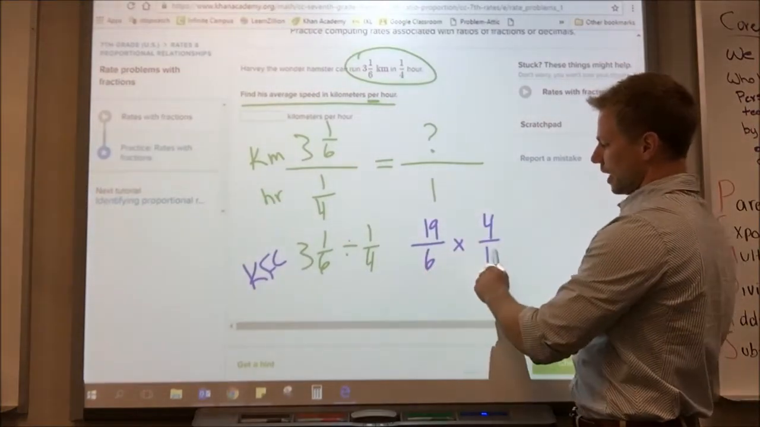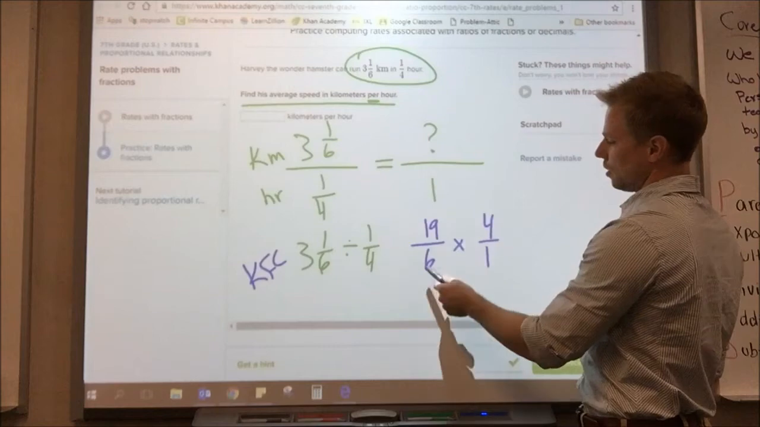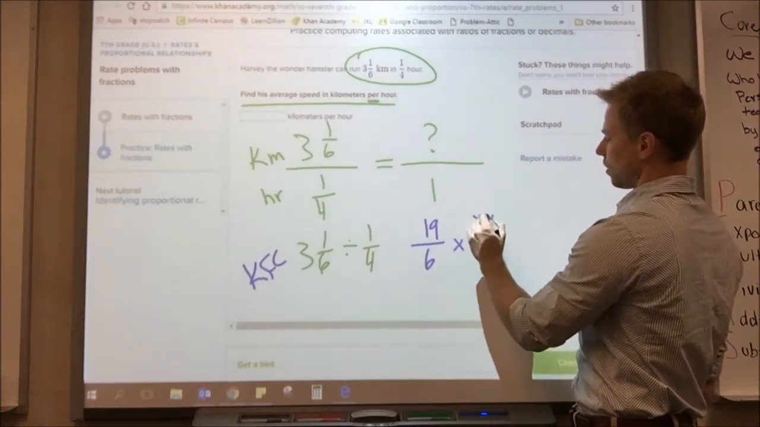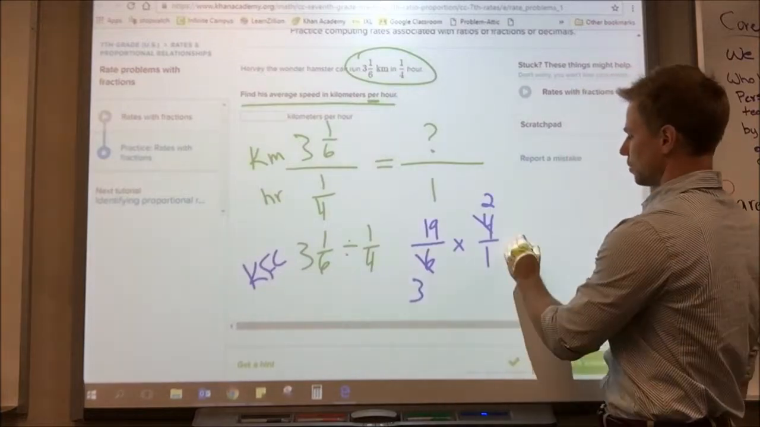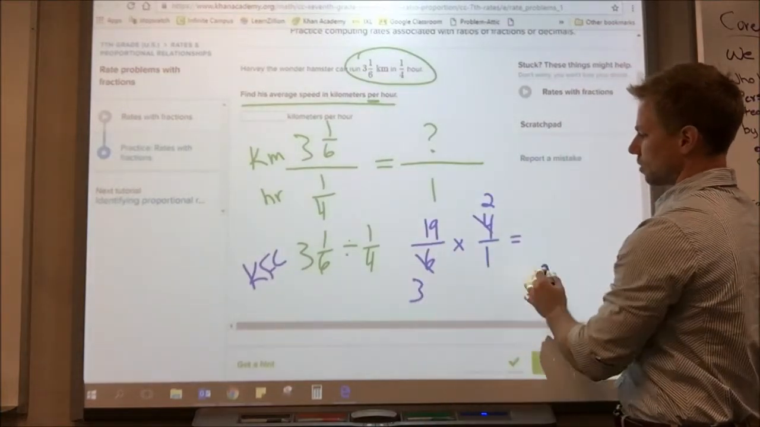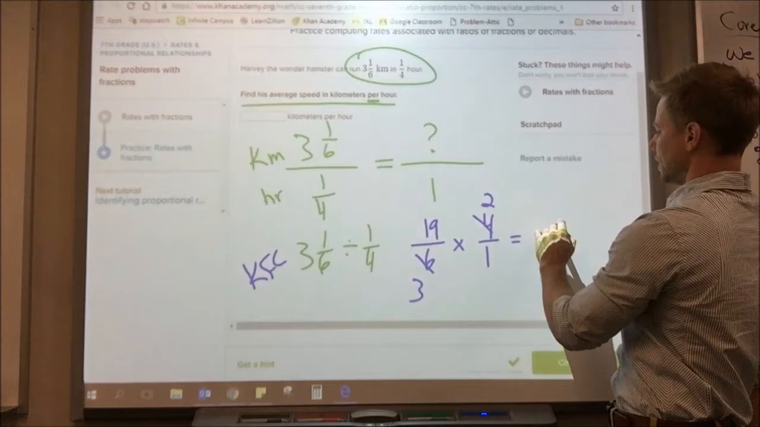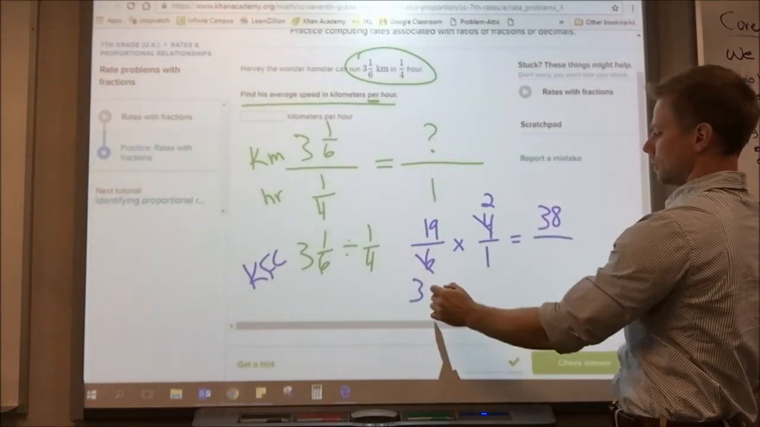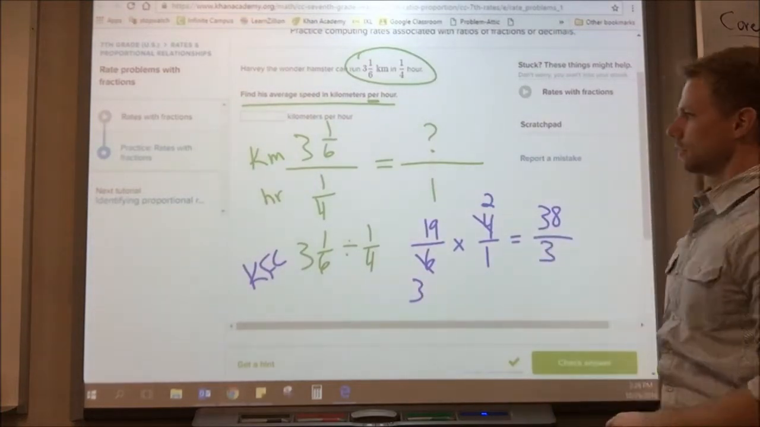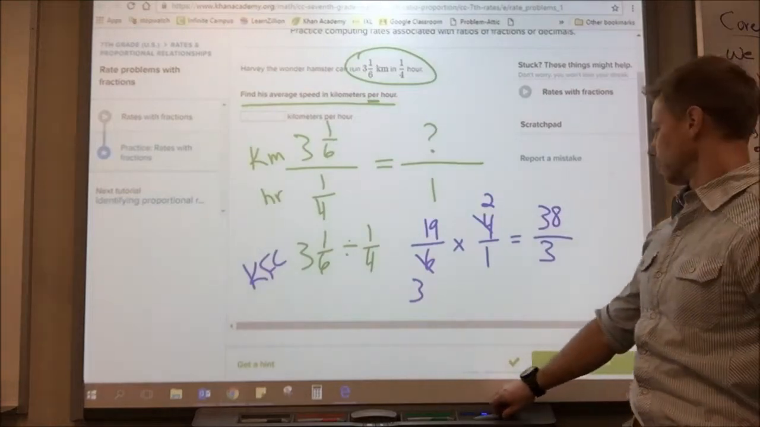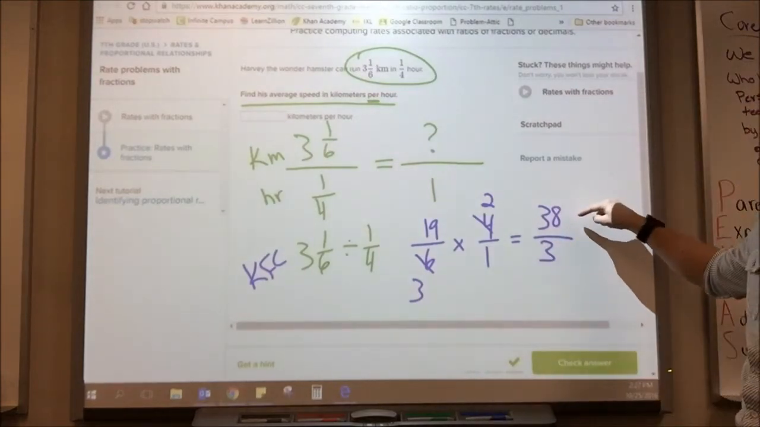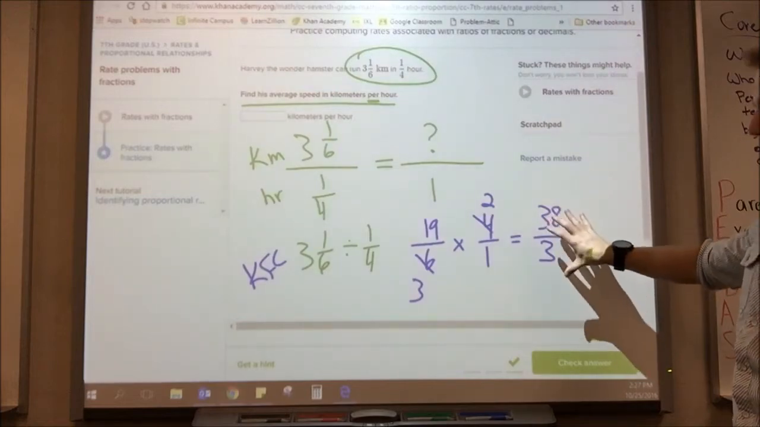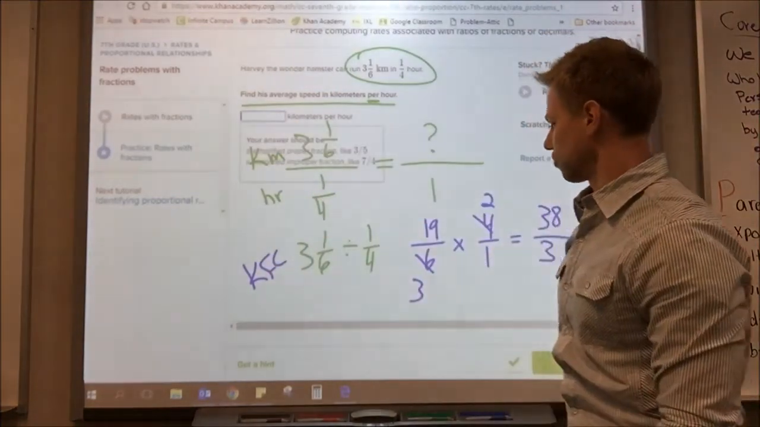Look if we can cross cancel anywhere, and we can here. 2 goes into 6 and 4. 2 goes into 4 twice. 2 goes into 6 3 times. Multiply across, multiply across. 19 times 2 is 38. 3 times 1 is 3. And then we have to see if we can reduce that. Nothing goes into 3 but 3, and 3 doesn't go into 38. So that is reduced, and we can leave it as a fraction like that.